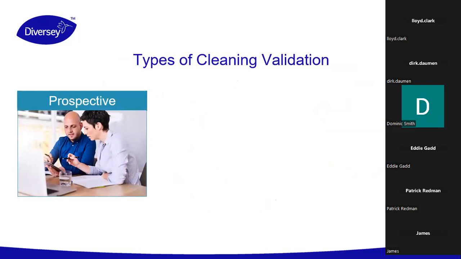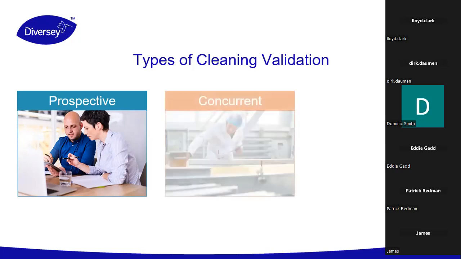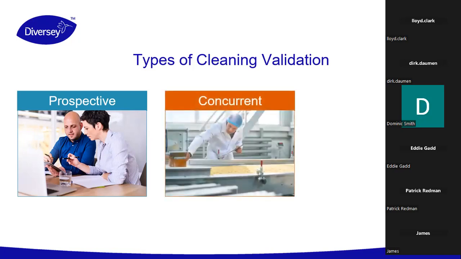So now, cleaning validation can be prospective. Prospective means that it's completed before you've actually produced anything. And you check to see the cleaning procedures will be capable of obtaining the results that you require. It's the sort of initial validation. The concurrent cleaning validation happens simultaneously during production, and you're trying to make sure that the results that you're expecting to get are being got.